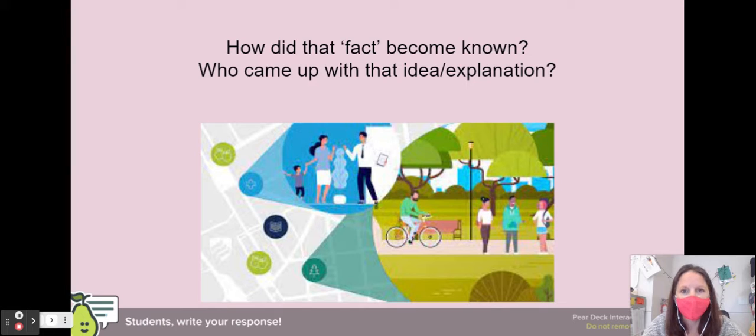The next question on the pair deck is, how did that fact become known? So how do we know that smoking causes lung cancer? Who came up with that idea? How did they explain that idea? How did they determine that cause and correlation?